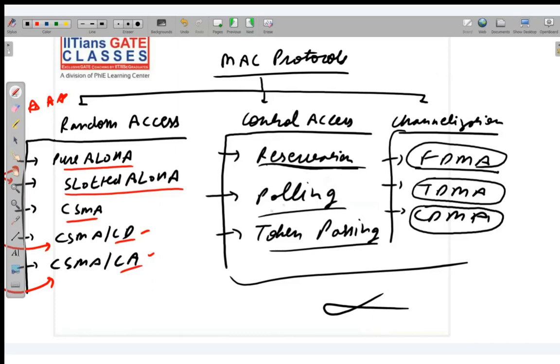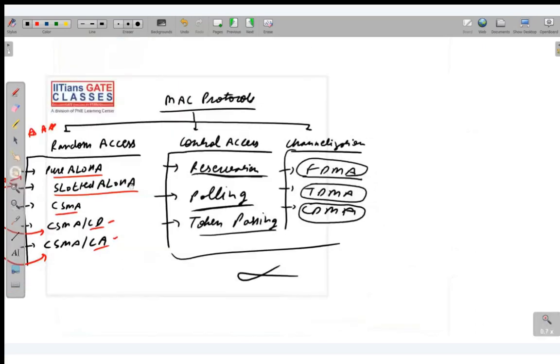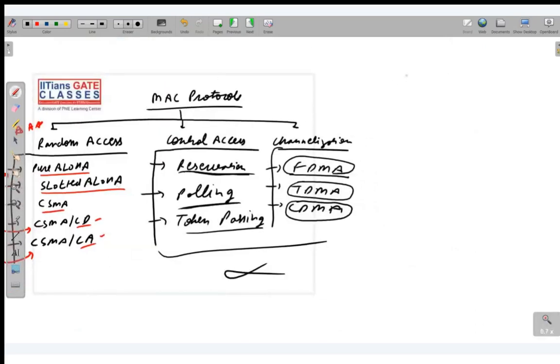Next is polling. Polling means, for example, I am in a class and I ask a question. Now students will raise their hands and say, I will answer, I will answer. That is just like polling. Polling means asking. We do polling in day-to-day life. That is the polling technique.